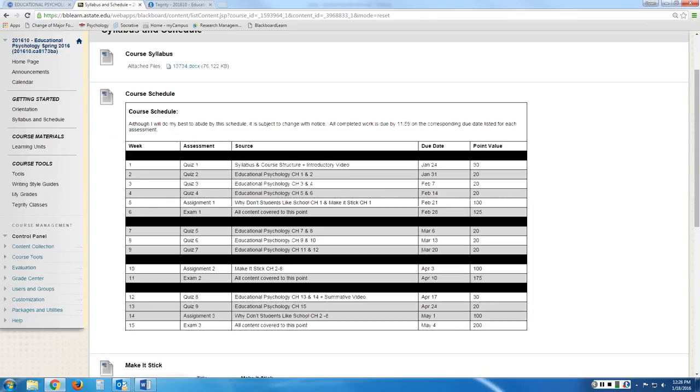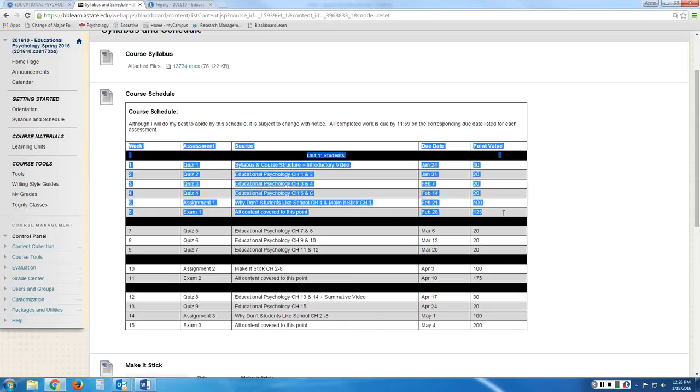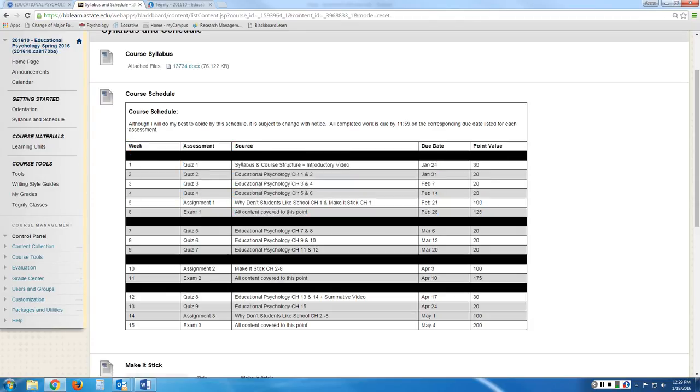All right, so in the course schedule, this is just copied and pasted from the syllabus. So in lieu of having to download and look at it all the time, sometimes it's really good to just have this section here. Now, you'll notice that these first pieces look exactly like what the learning units look like because, again, it's an orienting device to help us keep on track and know how many points are associated with given weeks.